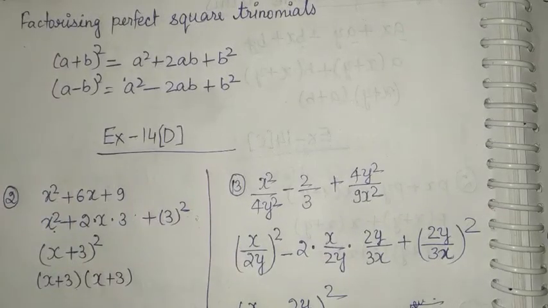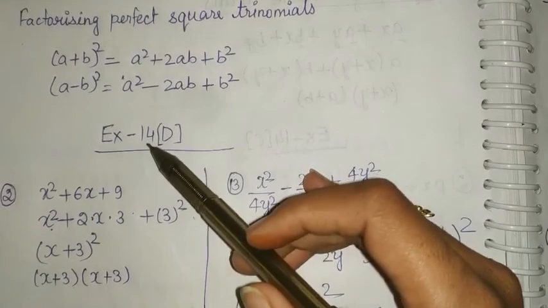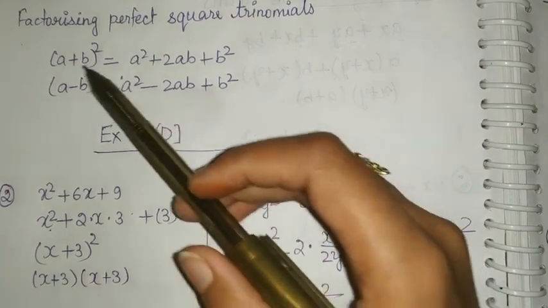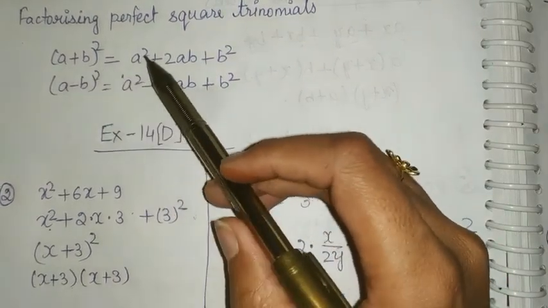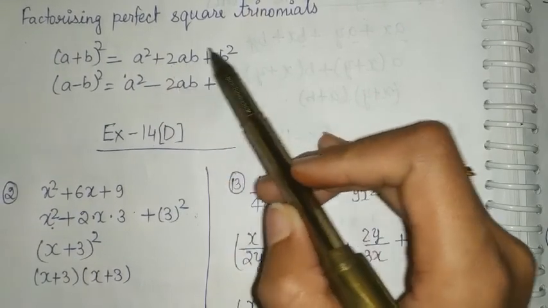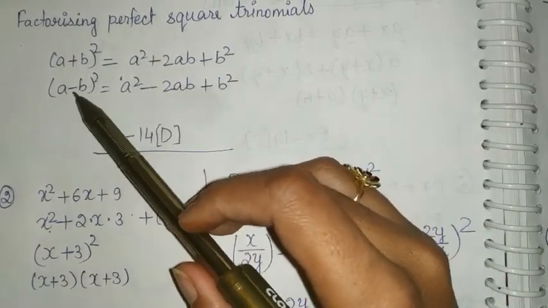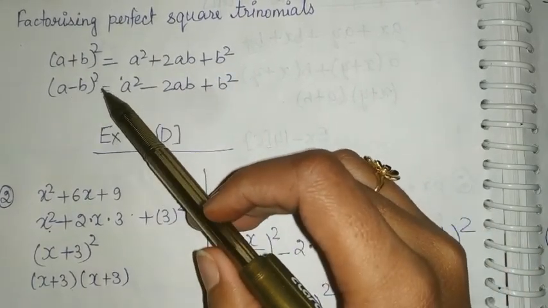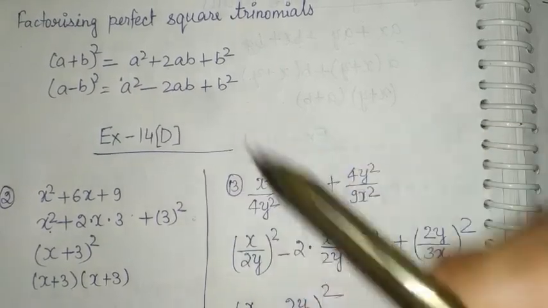Dear students, in this video we will learn how to factorize some harder expressions of this exercise. So let's start with 14D. In this exercise we will use two formulas: (a plus b) whole square, which will be equal to a square plus 2ab plus b square, and second formula we will use (a minus b) whole square, which is equal to a square minus 2ab plus b square.